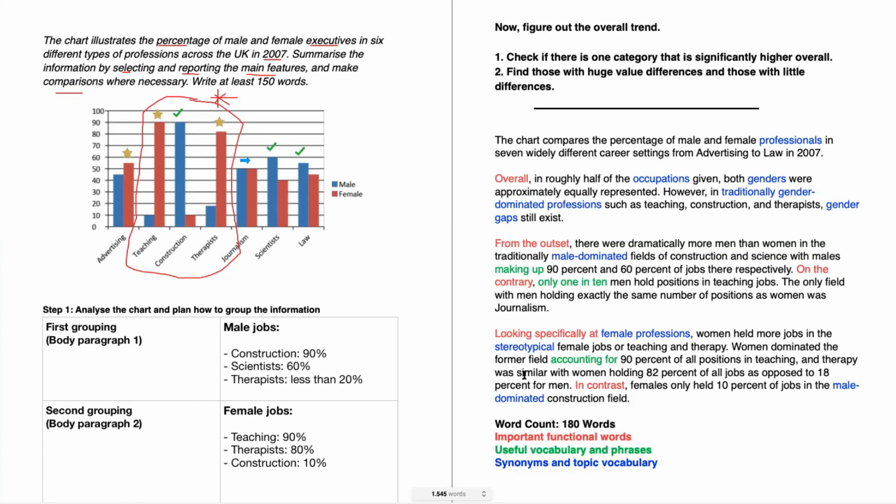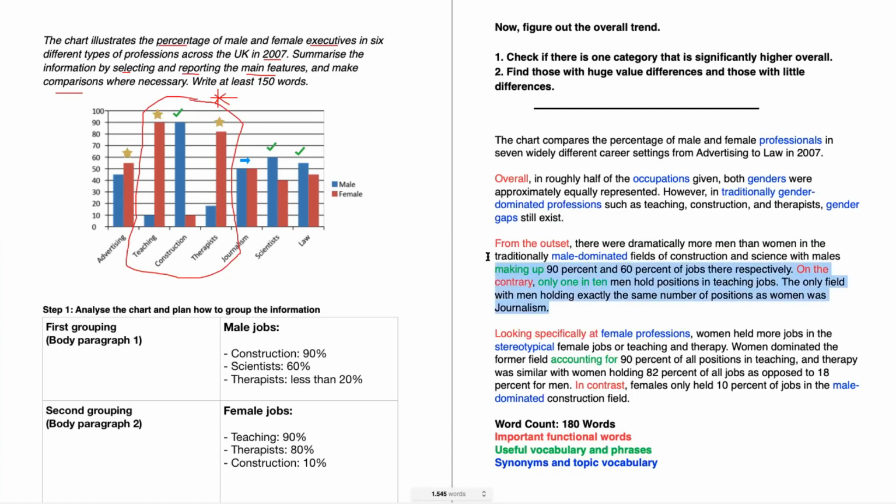Now, overall is a great functional word for the overview paragraph. It says, overall, in roughly half of the occupations given, both genders were approximately equally represented, which is pretty much true, which we saw here. However, in traditionally gender-dominated professions, such as teaching, construction, and therapists, gender gaps still exist. So we see that these 3 trends that we looked at, these large gaps, are gender-dominated, and gender-dominated is a great way to say that there are more females or males in that area.